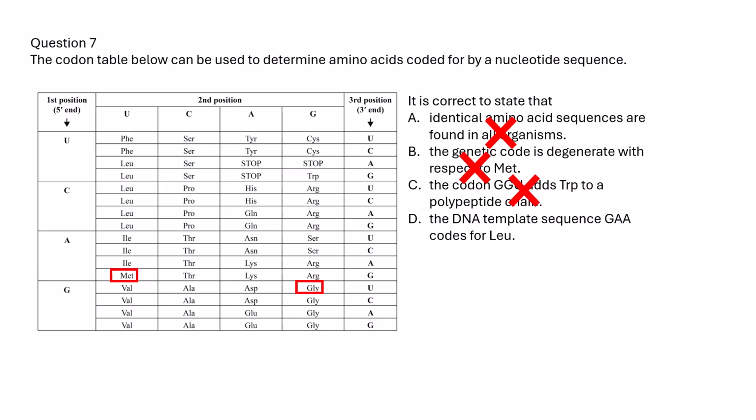The DNA template is an antisense strand, and the sequence in the antisense strand is complementary to the genetic code in mRNA. The code of Leu is CUU, so its sequence on the DNA template should be GAA. Please note the direction of the sequence. 5' in mRNA corresponds to the 3' in the DNA template.